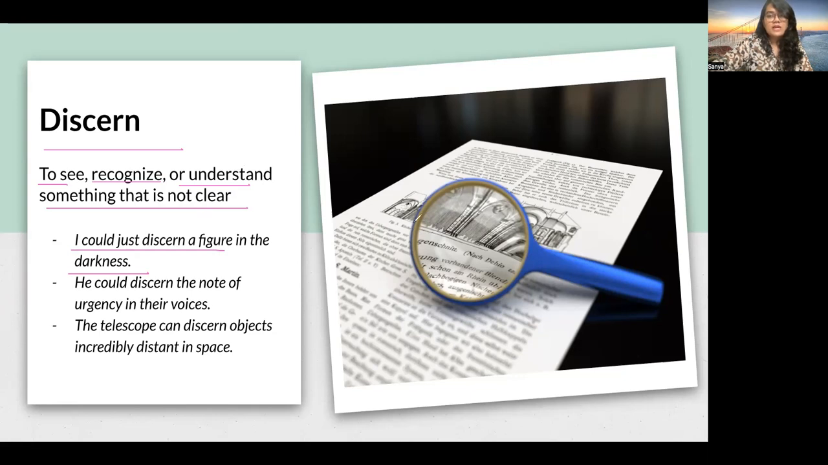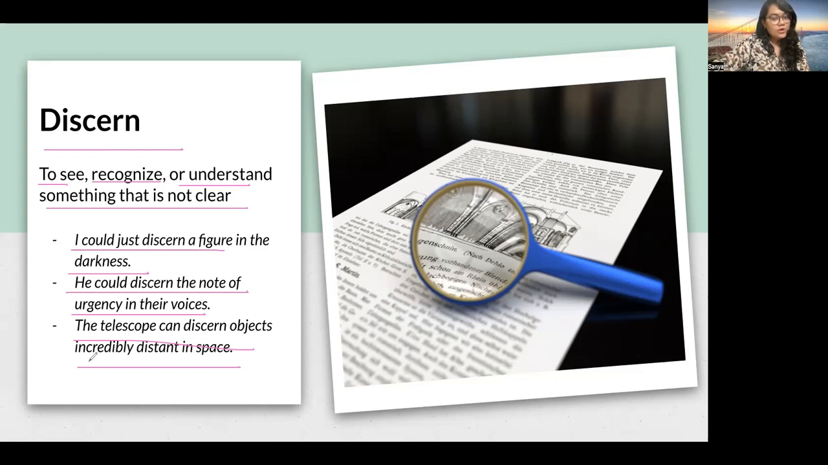otherwise you can't see what is there on this paper, right? Can't clearly see. But once you put the magnifying glass, you are able to understand something that was not clear. So you are discerning, right? He could discern the note of urgency in their voices. That means he could recognize the note of urgency in their voices. The telescope can discern objects incredibly distant in space. That means the telescope can help you see objects that are really far in space, right? Incredibly distant. So discern means to see or recognize or understand something that is otherwise not clear, right?